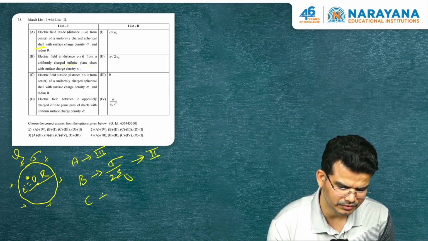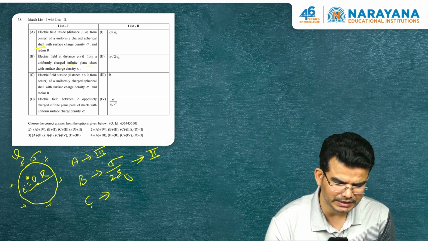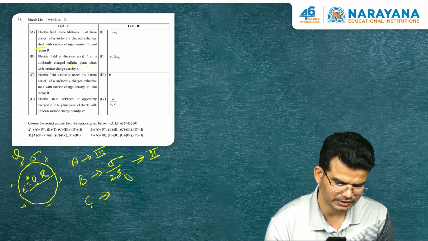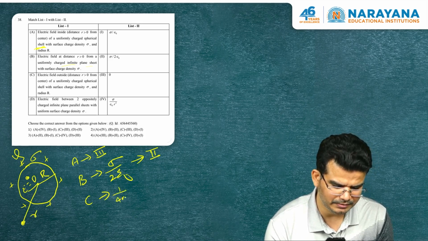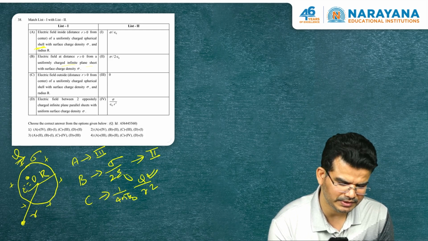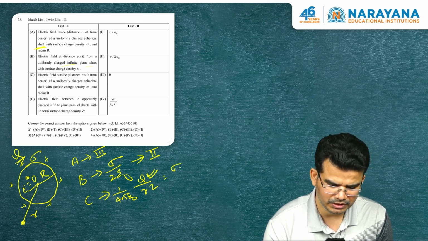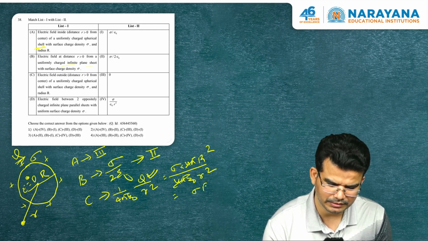Okay, coming to C. See what they are asking? Electric field outside, at distance r greater than 0 from the center of a uniformly charged spherical shell. So, same thing, but this time outside. Outside, the field we know is 1 by 4 pi epsilon naught q upon r square. This is the basic idea, where q we will write as sigma into 4 pi r square. So, sigma into 4 pi r square upon 4 pi epsilon naught r square. The 4 pi gets cancelled and this is sigma r square upon epsilon naught r square.